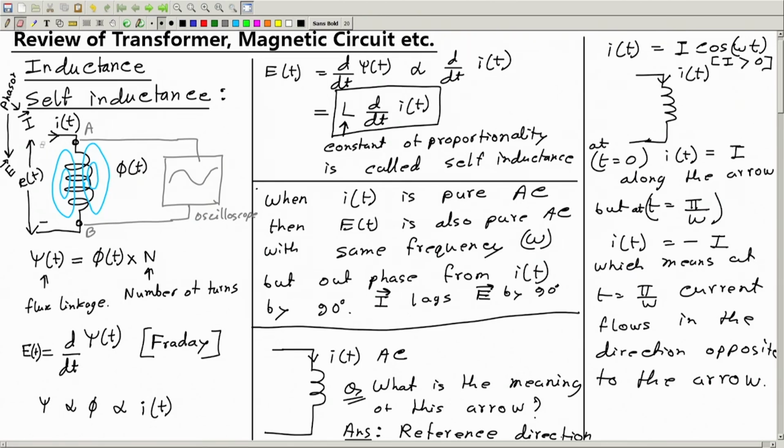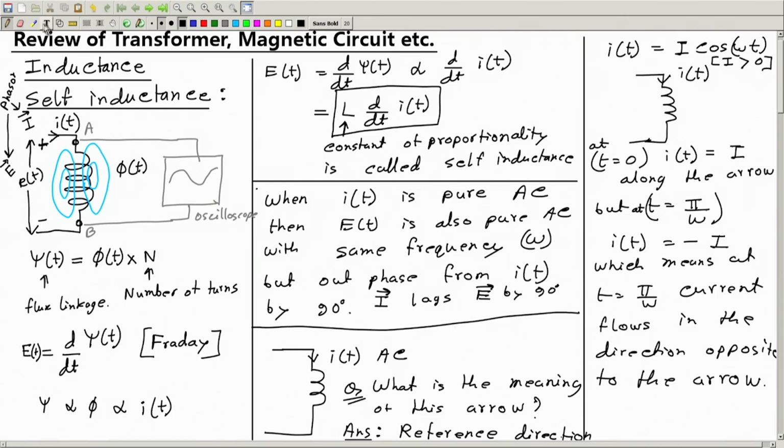If I put the reference direction like this, plus here and minus here, in the opposite direction, then I have to say I leads E by 90°. So these are some crucial, small, sensitive concepts you should be very clear about. You know all this, but maybe you haven't thought in this way before, so I am reviewing this. Therefore this symbol is important. If I put the plus and minus in this way, then only I lags E by 90°.